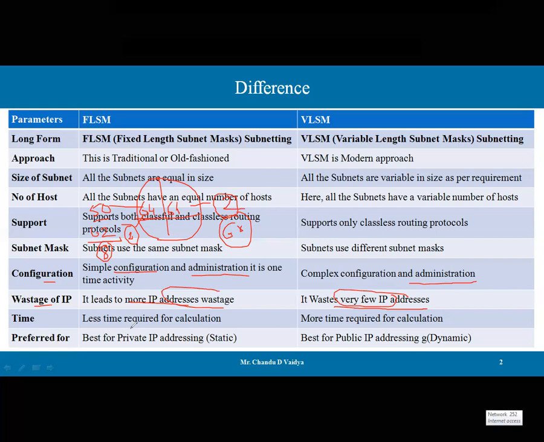Then timing. Less time is required for calculation in the fixed length subnet mask, but in VLSM more time is required for calculation. Calculation for what? To calculate how many subnets there will be and how many hosts there will be in each. And then the preferred use: FLSM is best for private IP addresses, whereas VLSM is best for public IP addresses.